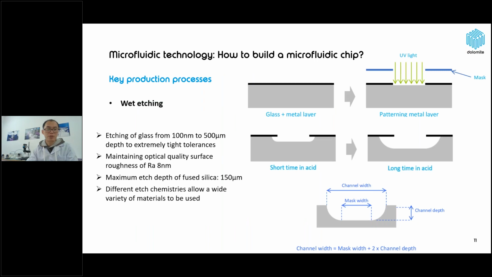Here are some key production processes. The first key production process is wet etching. Isotropic or wet etching is used to form microchannels and microwells in glass wafer.